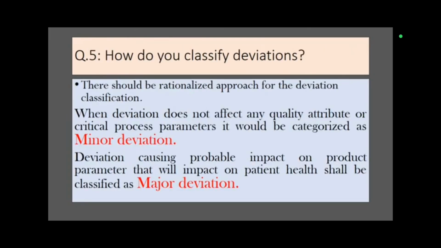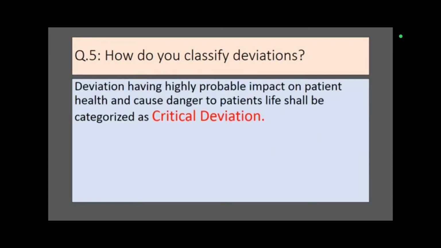Next important question, how do you classify deviations? In the pharmaceutical industry, there should be a rationalized approach for the deviation classification. When the deviation does not affect any quality attribute or critical process parameter, it would be categorized as minor deviation. Whereas a deviation causing probable impact on product parameter that will impact patient health shall be classified as major deviation. Deviations having highly probable impact on patient health and causing danger to the patient's life shall be categorized as critical deviation.